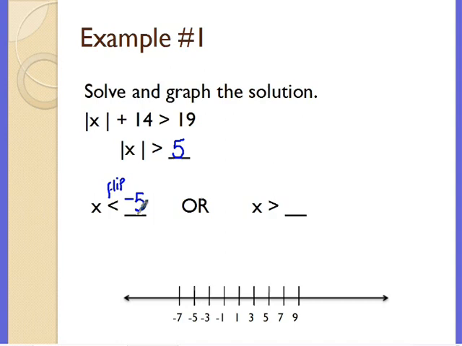Maybe flipping is not a good word to write there. Some of you will get confused and think you have to flip it again. All right, or x is greater than 5. So we don't do anything to the number. We don't do anything to the sign on the second one. All we do is take the absolute value bars off and then graph it. Greater than 5, less than negative 5, and we're good to go.